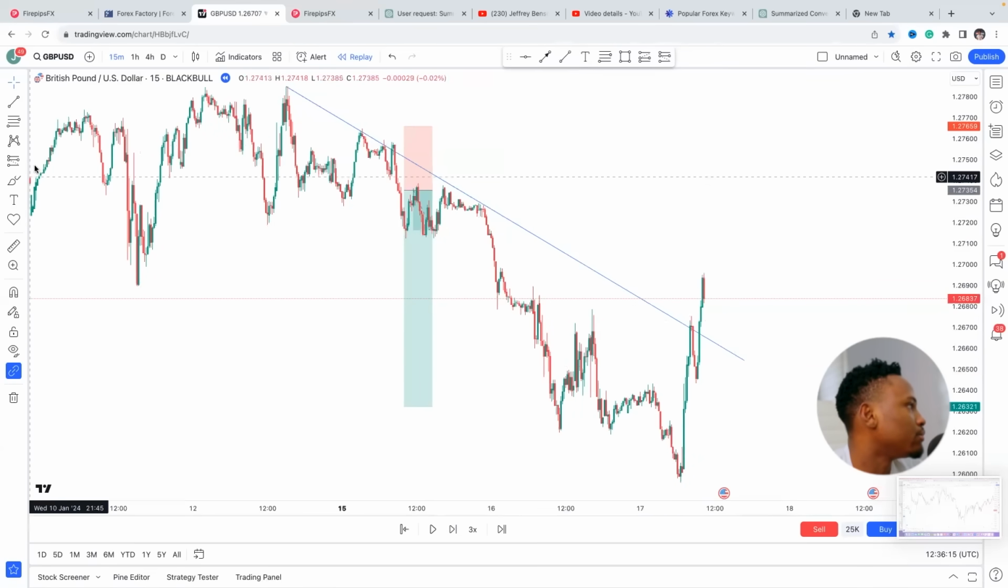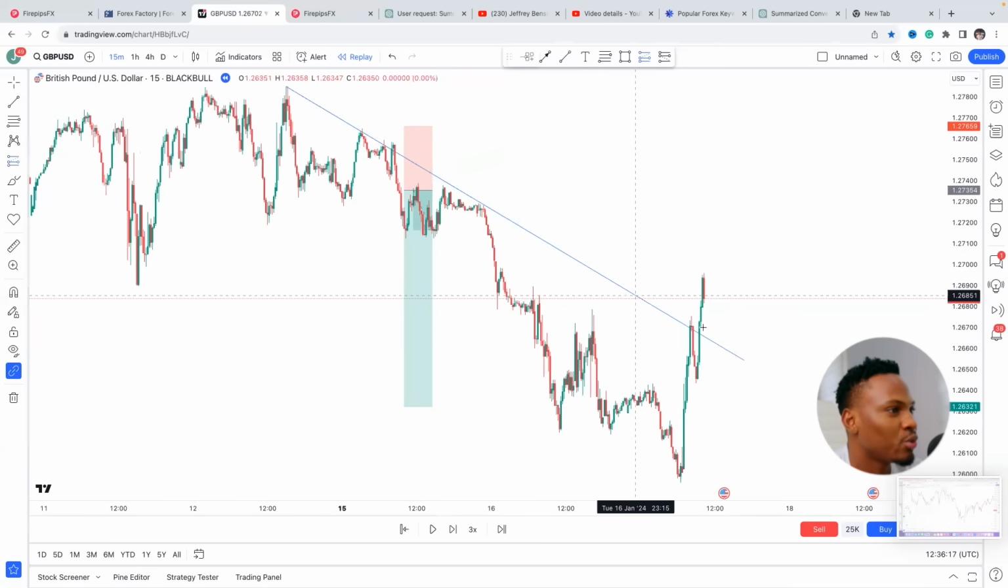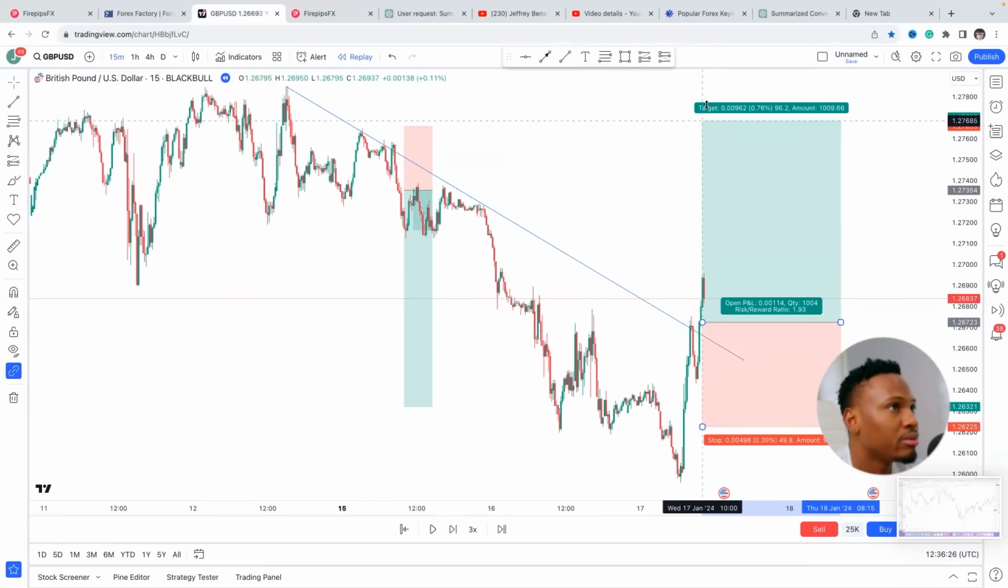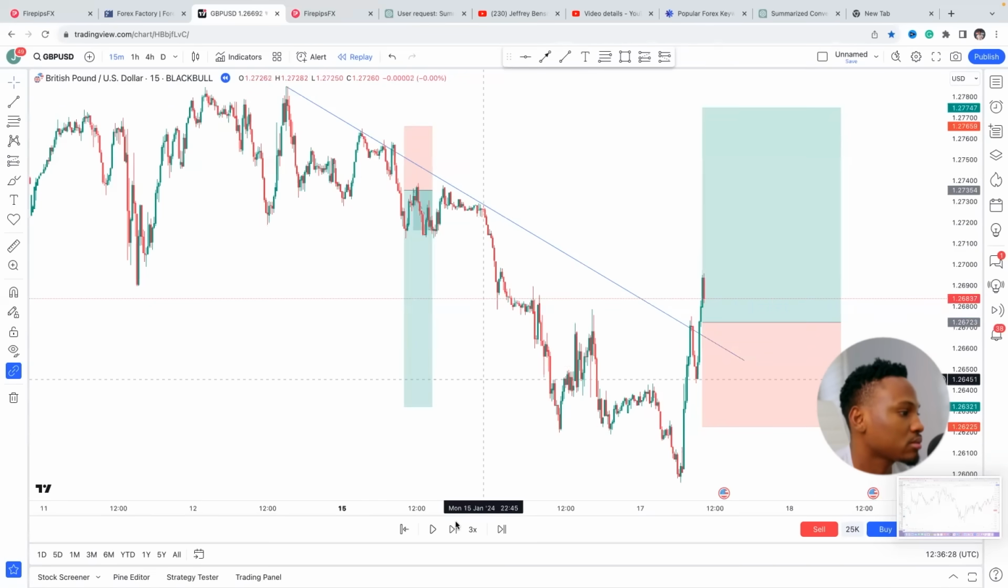For the purpose of this class, just focus on only the breaks, guys. I'm not talking about the bounce, only the breaks. I like to put my stop here, 50, and then target 100 pips again. 100 pips right there. Let's go, guys.